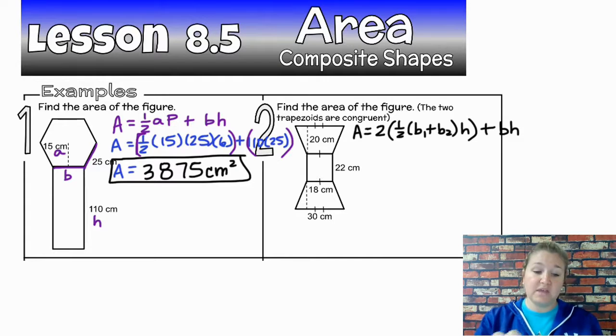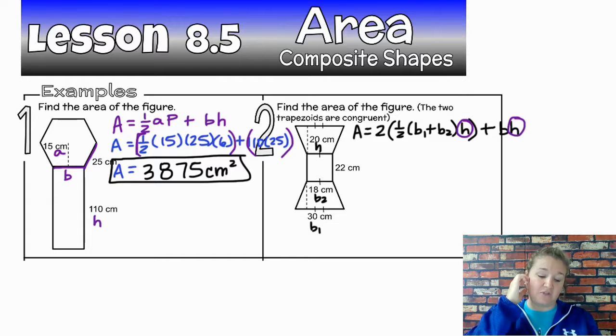So the rectangle, this H right here is not going to be the same H because I have the height of the rectangle and then I have the height of the trapezoid. So now I'm going to go through and label. So this is base 1, here's base 2, and then this is my height for the trapezoid, and this is the base or the height of the rectangle, and then this would be the other base or height of that. So let me write that.